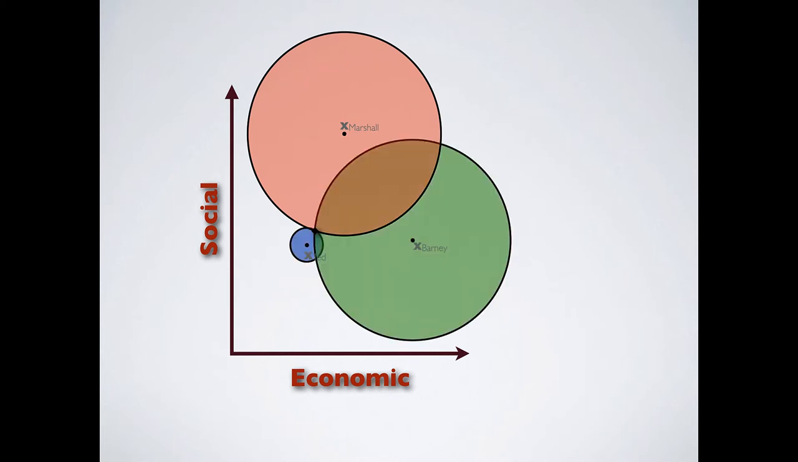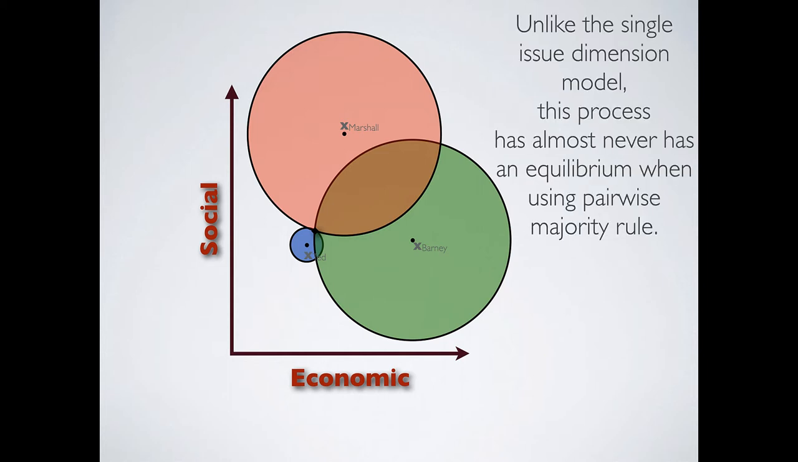So we draw all the indifference curves again. Is there still a WinSet? Or are we converging on some sort of equilibrium like we did in the single dimensional model? All right, we are not, actually. Unlike the single issue dimension model, this process almost never has an equilibrium when using pairwise majority rule. So in a single issue dimensional space with single peaked utility, pairwise majority rule gave us an equilibrium, the ideal point of the median voter.